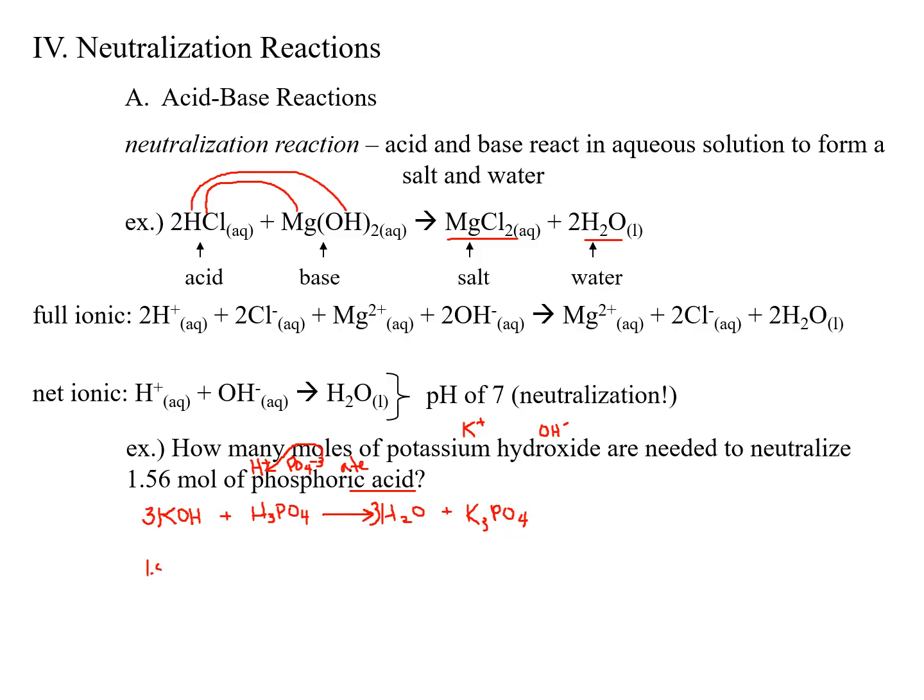So we start with our given. So it says that we have 1.56 moles of phosphoric acid. So that's H3PO4. Right? And it wants to know how many moles of potassium hydroxide are needed. So the end of this problem should end with moles of potassium hydroxide, KOH.